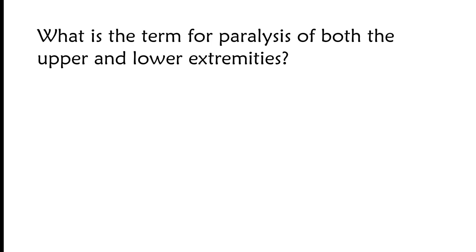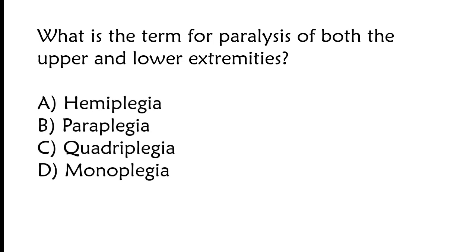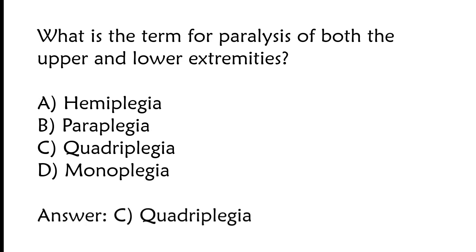What is the term for the paralysis of both the upper and lower extremities? Hemiplegia, paraplegia, quadriplegia, monoplegia. The correct answer is option C. Quadriplegia.